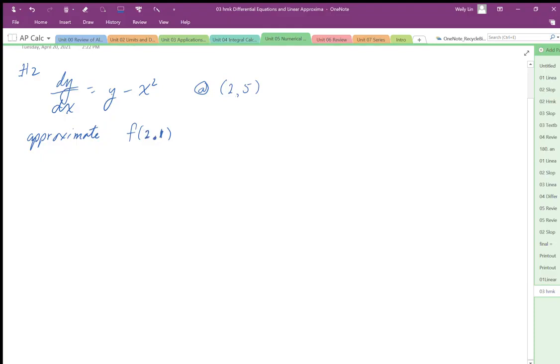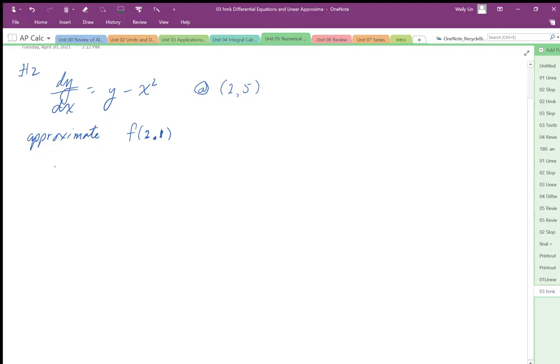So one thing to note is that this differential equation can't be solved. We aren't able to separate and integrate this equation. So we can't actually find the general solution, but we can approximate values on this function by, first of all, coming up with a linear equation. So that's the first thing I'm going to do.